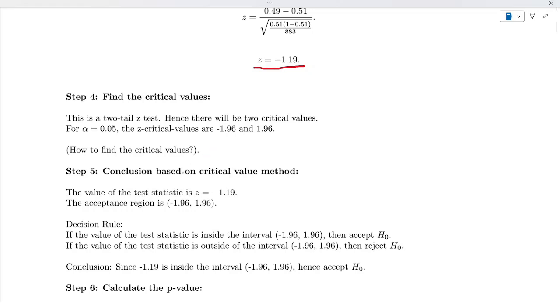Now in step 5, we have to draw the conclusion based on the critical values. So what was our test statistic? Minus 1.19.